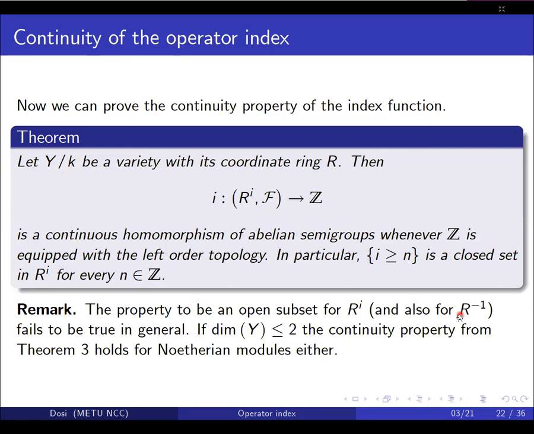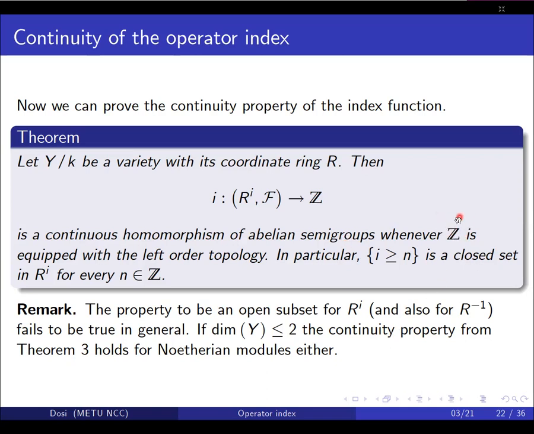Look, this is a result about the continuity of the index. This sort of continuity makes sense. So we have a variety with a coordinate ring. Then this index turns out to be a continuous homomorphism. This is actually a homomorphism of abelian semigroups. So you know the famous property of index, right? The index of the multiplication is the sum of indices.